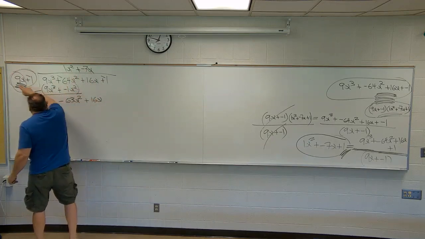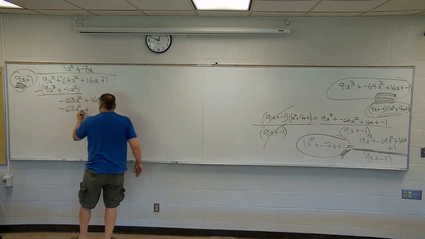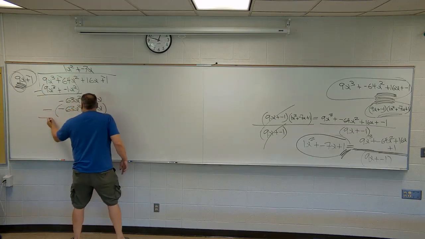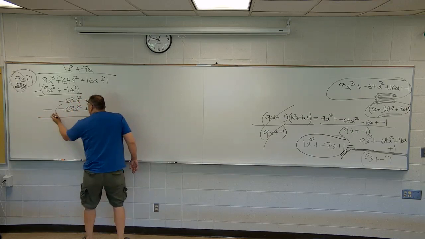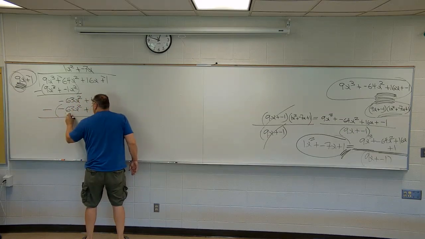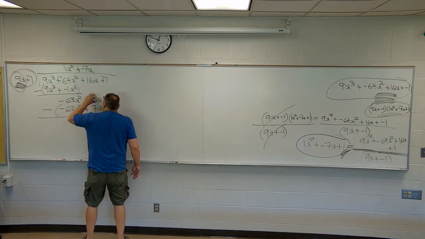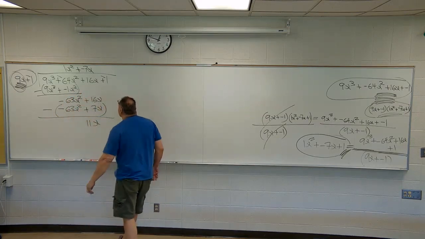Negative 7x times 9x is negative 63x squared. Negative 7x times negative 1 is plus 7x. Then subtract all this from there. Bring the minus inside and it hits everybody. Minus a minus is plus. Plus 63x squared and negative 63x squared is 0. Minus 7x and positive 16x is 11x.